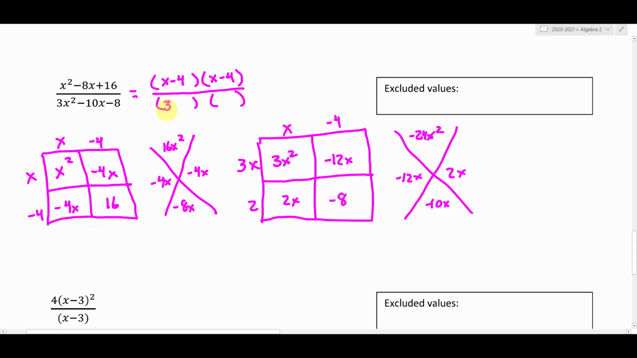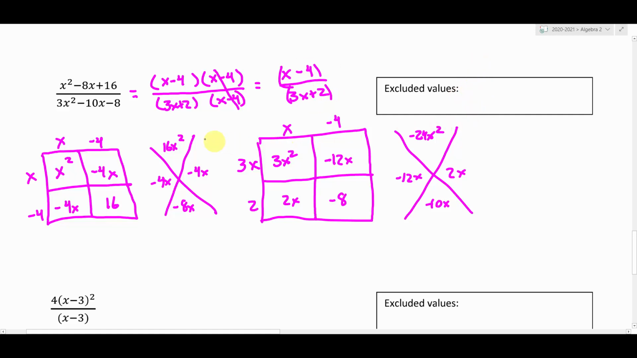So now I've got 3x plus 2 and x minus 4. So we do have a common factor of x minus 4, so those will cancel. And my simplified version of this rational expression is going to be x minus 4 over 3x plus 2. Okay, and you can keep those in parentheses. That way you're not tempted to try and cancel anything you're not supposed to. All right, so there's my simplified rational expression.